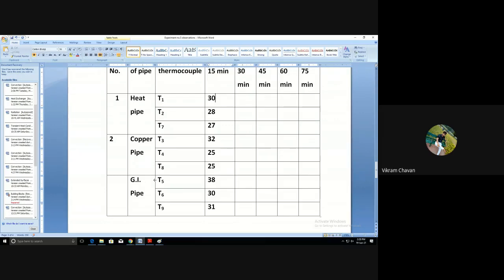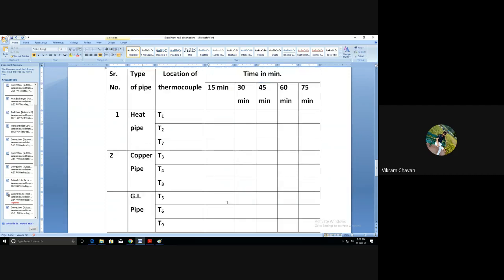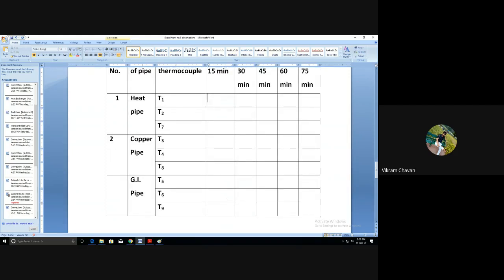Whether you understood? If the temperature difference is lesser, then that particular pipe will transport the maximum amount of heat. And if the temperature difference is more, then that pipe is inefficient at transferring a large amount of heat from one location to another. So in this manner we have to compare these three pipes. These readings I have provided for understanding purposes. We will go to the HT lab and take the readings directly.